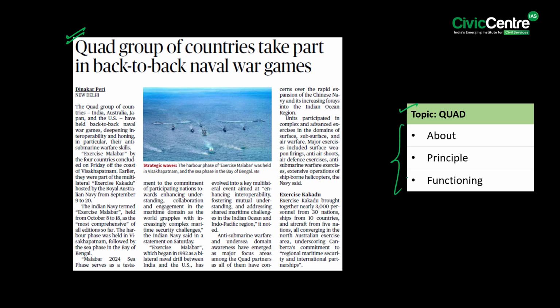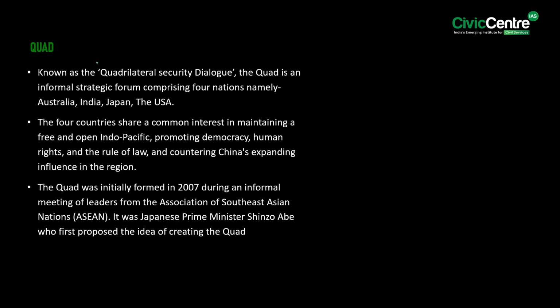See, the Quad, known as the Quadrilateral Security Dialogue, is an informal strategic forum comprising 4 nations, namely Australia, India, Japan, and the USA. Significantly, the 4 countries share a common interest in maintaining a free and open Indo-Pacific, promoting democracy, human rights, and the rule of law, and countering China's expanding influence in the region.